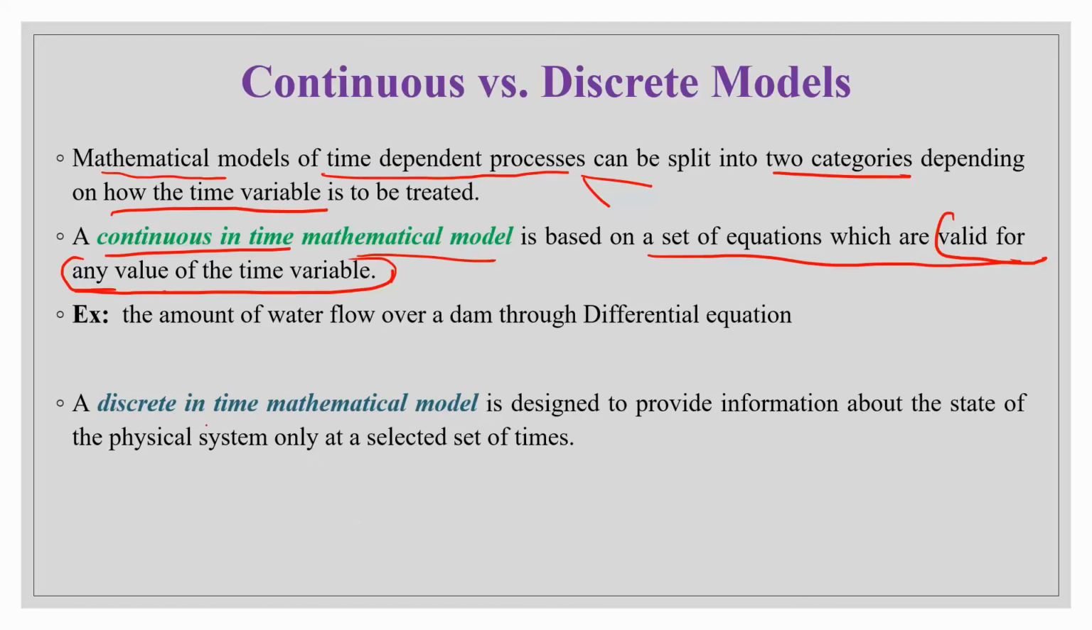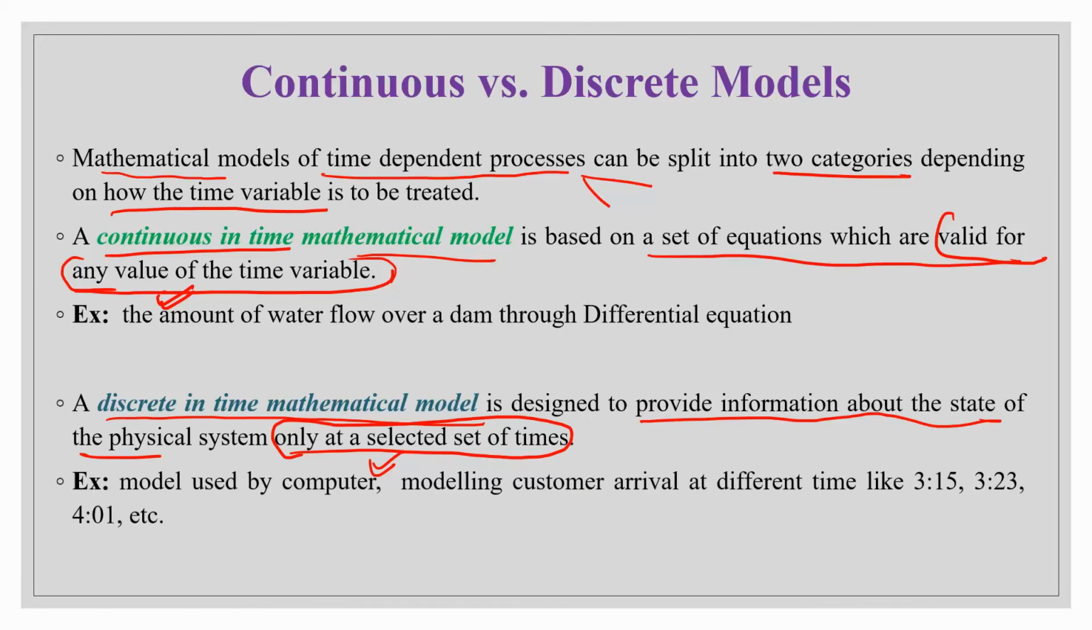However, the discrete time mathematical model is mainly designed to provide information about the state of the system only at a selected set of times. So here is the difference: one is valid for all the time variable, and the other is designed only to give information at the selected set of times. For example, the models that are used by computers, and if we want to model the number of customer arrivals at different times, that comes under the discrete model, as we are getting information only at the selected set of times.